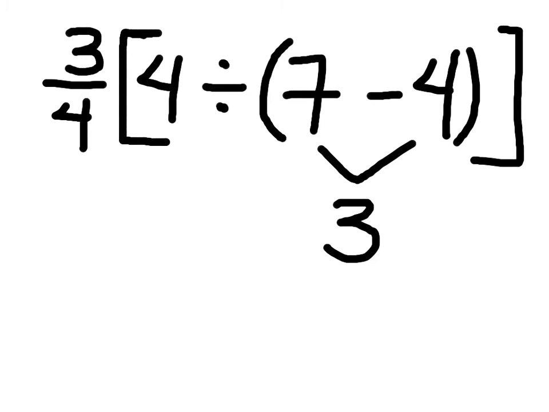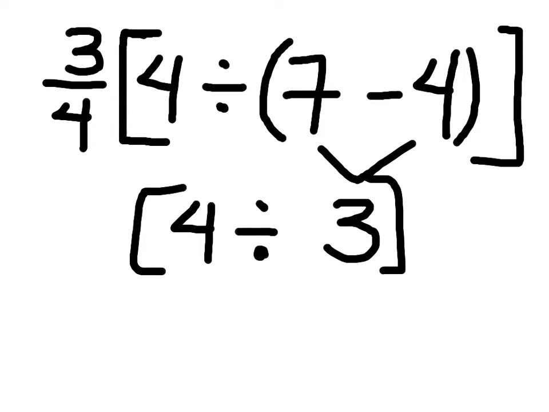7 minus 4 is 3. All right. And then we have 4 divided by 3 for the rest of that in the bracket. Okay. All clear. 4 divided by 3 equals 1.3333333. So it's a repeating decimal, 1.33 repeated, which is the same as 1 1/3.